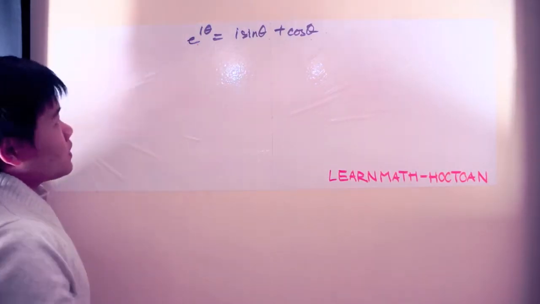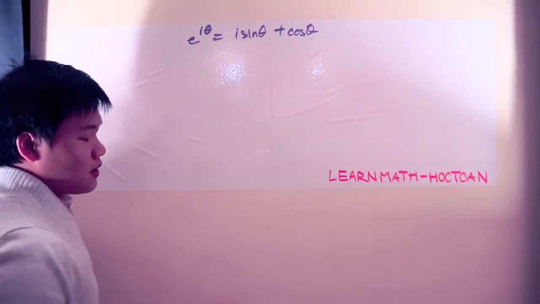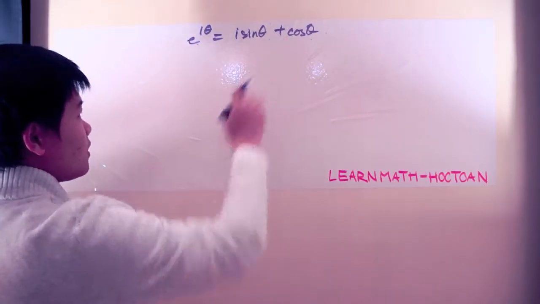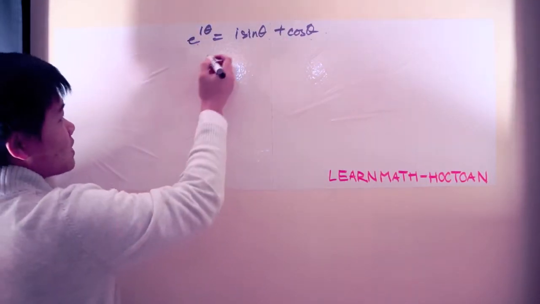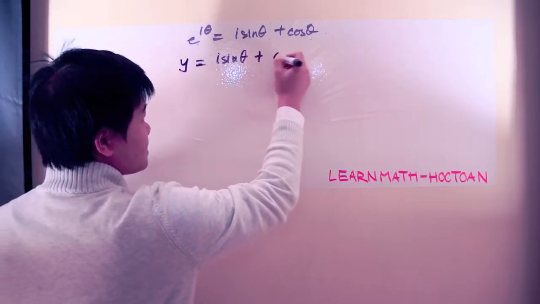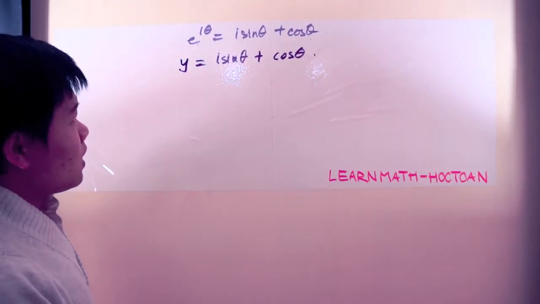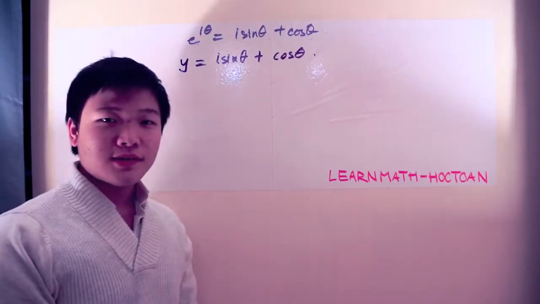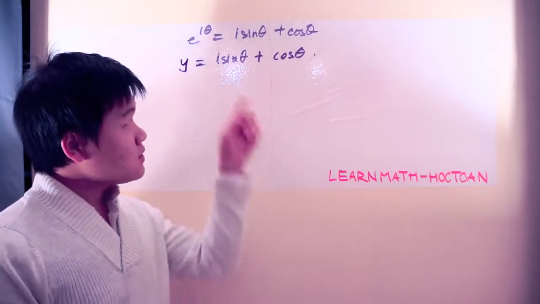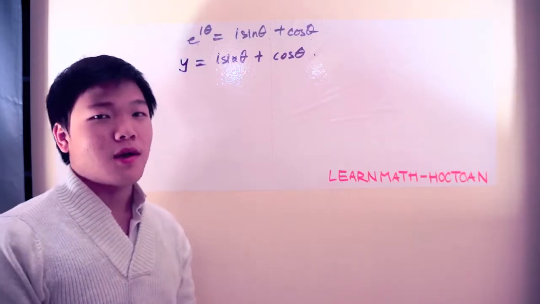So let's start. First we look at the right side of the equation. We can let this whole function equal y. So let's call y equal to i sine theta plus cosine theta. Maybe we can try some ways to make the minus sign appear, because you know that I have something to deal with the minus 1, because i squared is minus 1.